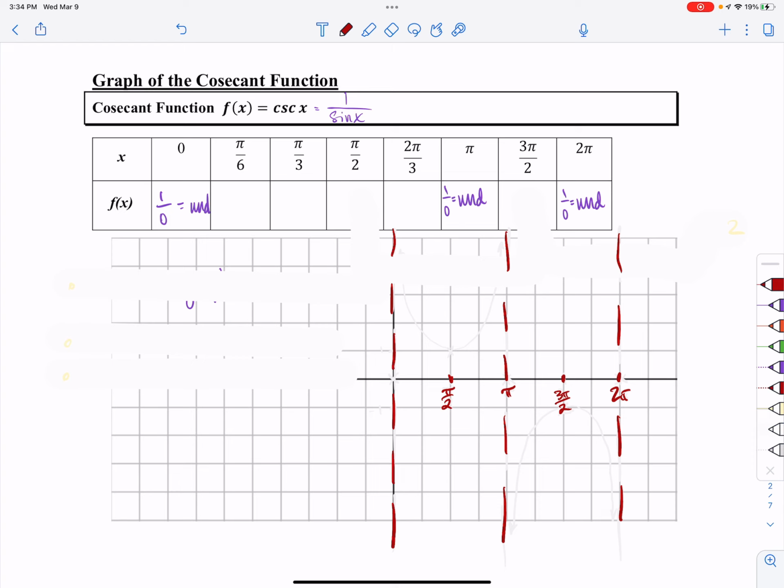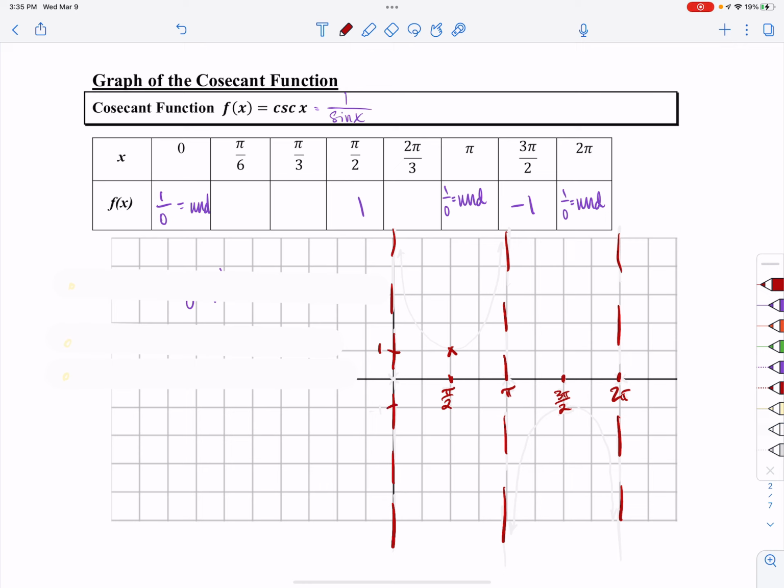All right, so I have these asymptotes that are occurring basically at the beginning, the middle, and the ending of my period. Now, I need a few more values to be able to fill in the blanks. And so when we look at the sine value at pi over 2, that's going to be 1. So 1 divided by 1 is 1. So at pi over 2, I have a value of 1.